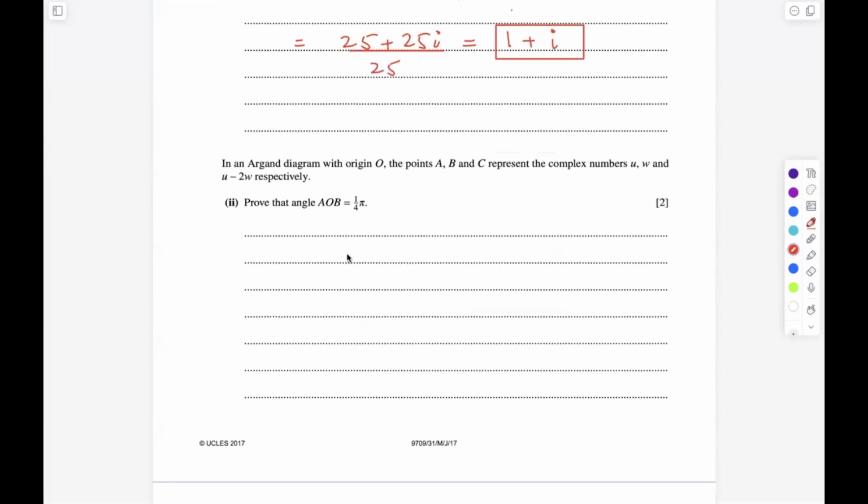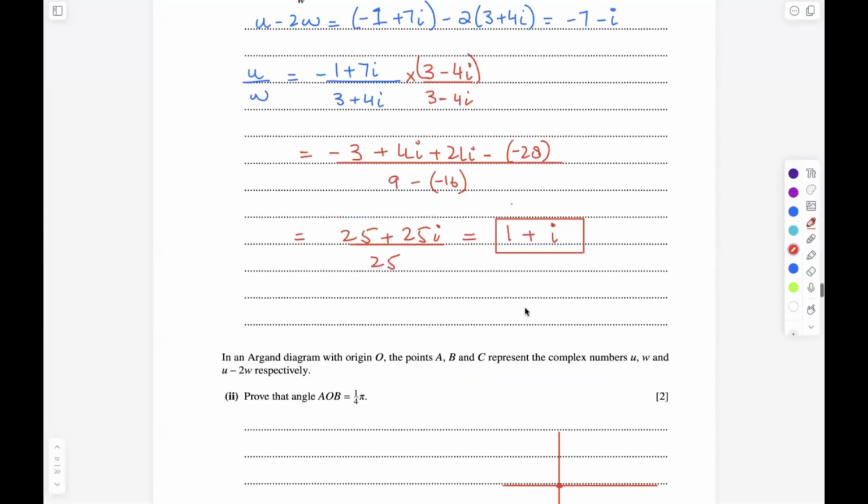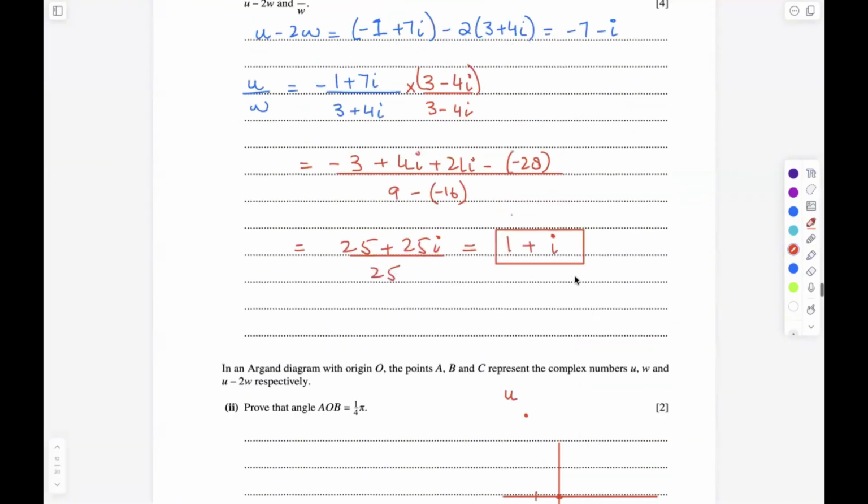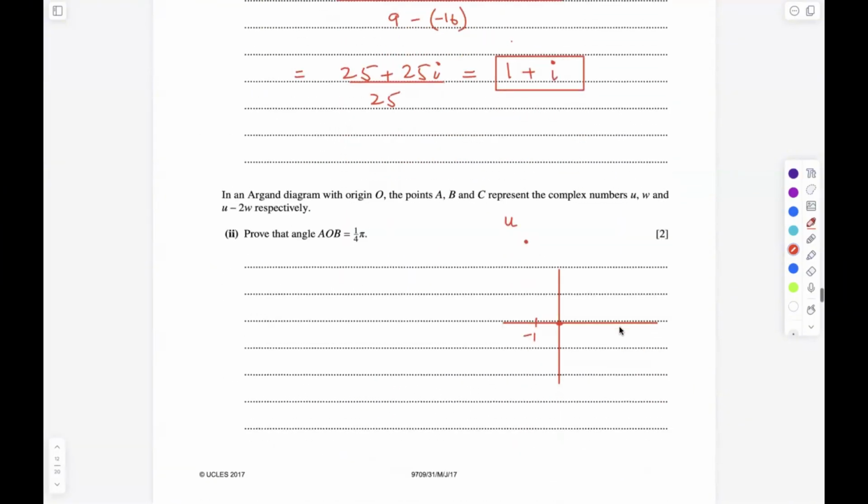In part 2, we have to prove that angle AOB is equal to pi/4, where O is the origin, A is represented by u, and B is represented by w. To understand this, first we'll sketch it on an Argand diagram. This is the origin. u has the coordinates -1 + 7i, so we put it here, and w has the coordinates 3 + 4i, so it will be somewhere over here.